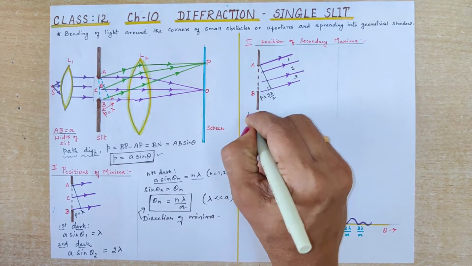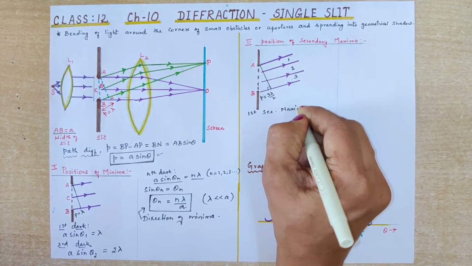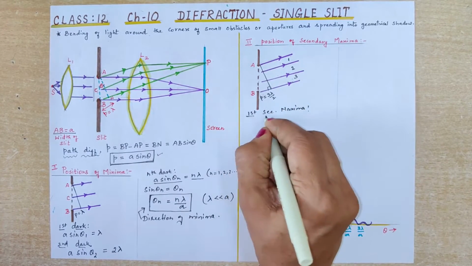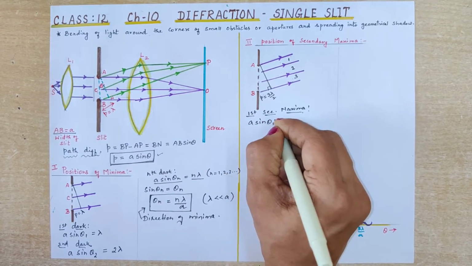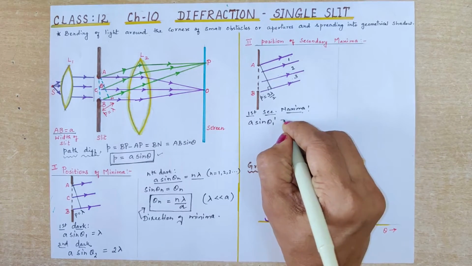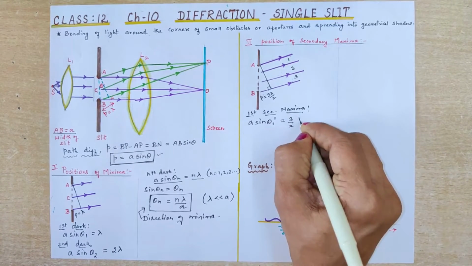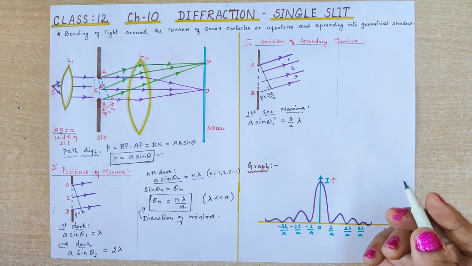Therefore, we can also write the position of the first secondary maxima. What is the formula for this? We write a sin theta 1 dash, here we have taken theta 1 dash, that is equal to 3 by 2 lambda, because we have taken the path difference equal to 3 times lambda by 2.